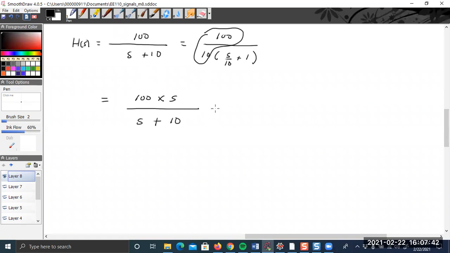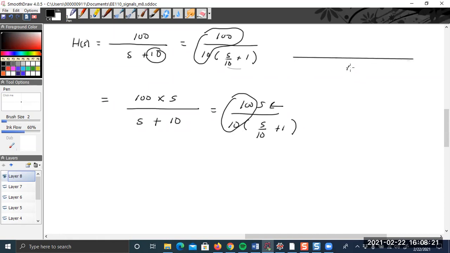So I convert it. I have my 100s. I take out my 10. S divided by 10 plus 1. And then folks will circle this and say that's the DC gain, but it's not. It's all multiplied by S. So when omega equals 0, this is equal to 0, right? This is not a low pass filter, right? And you don't need to modify anything. You know that that's omega naught right there.